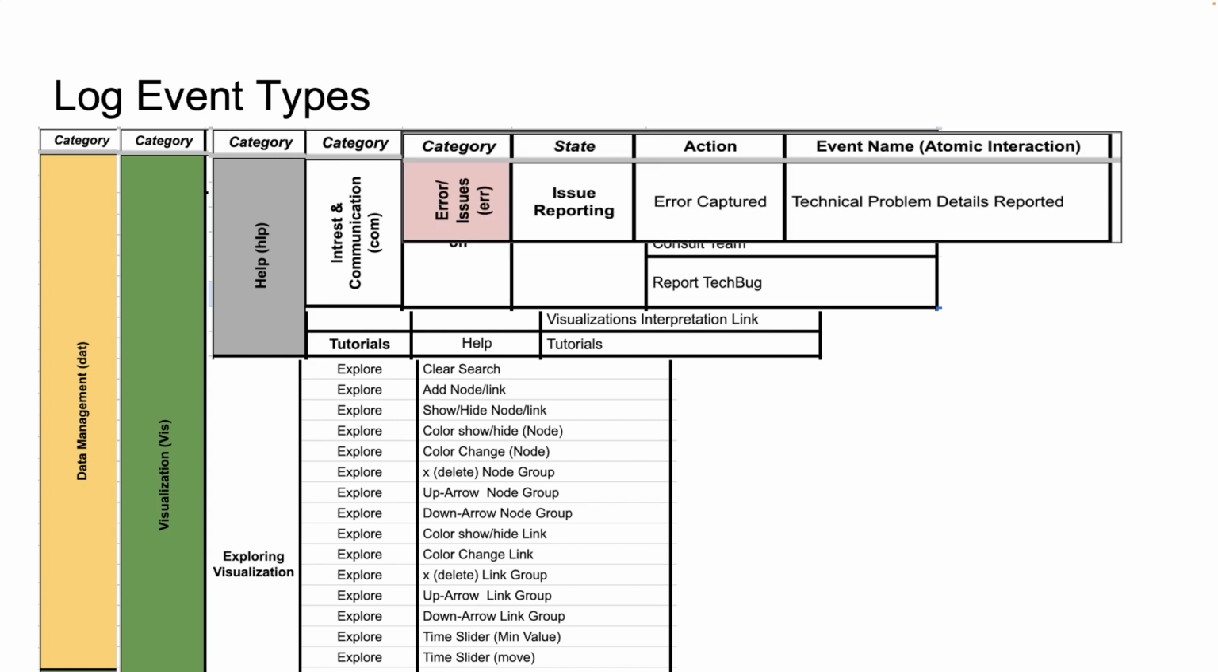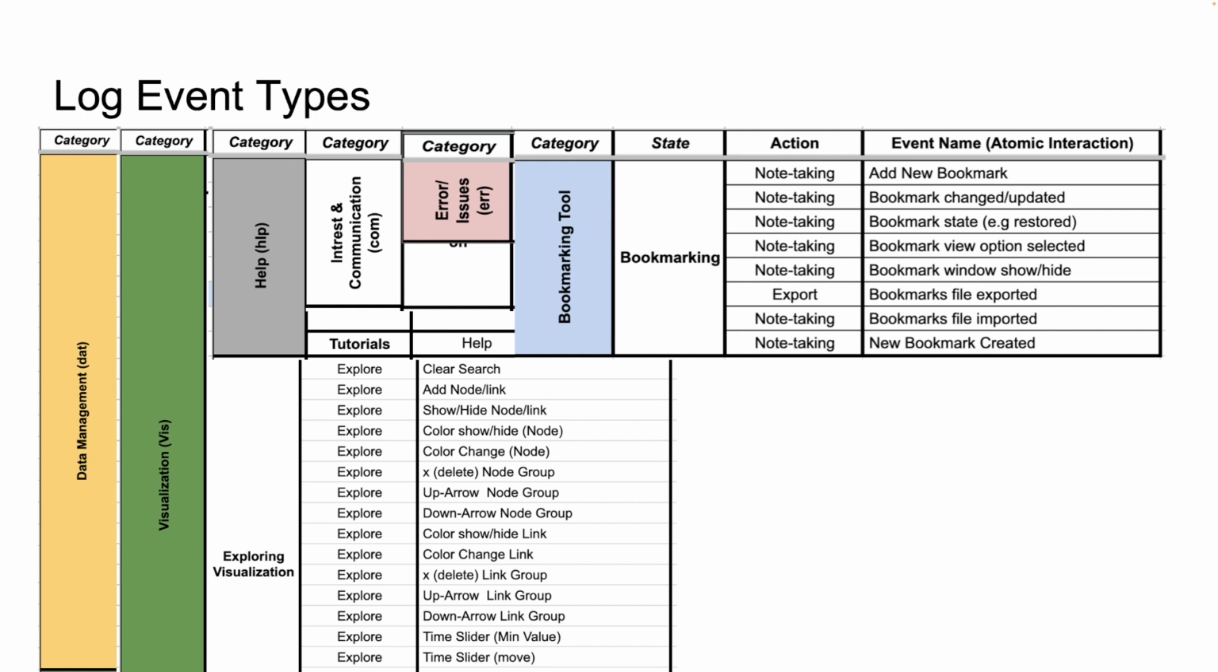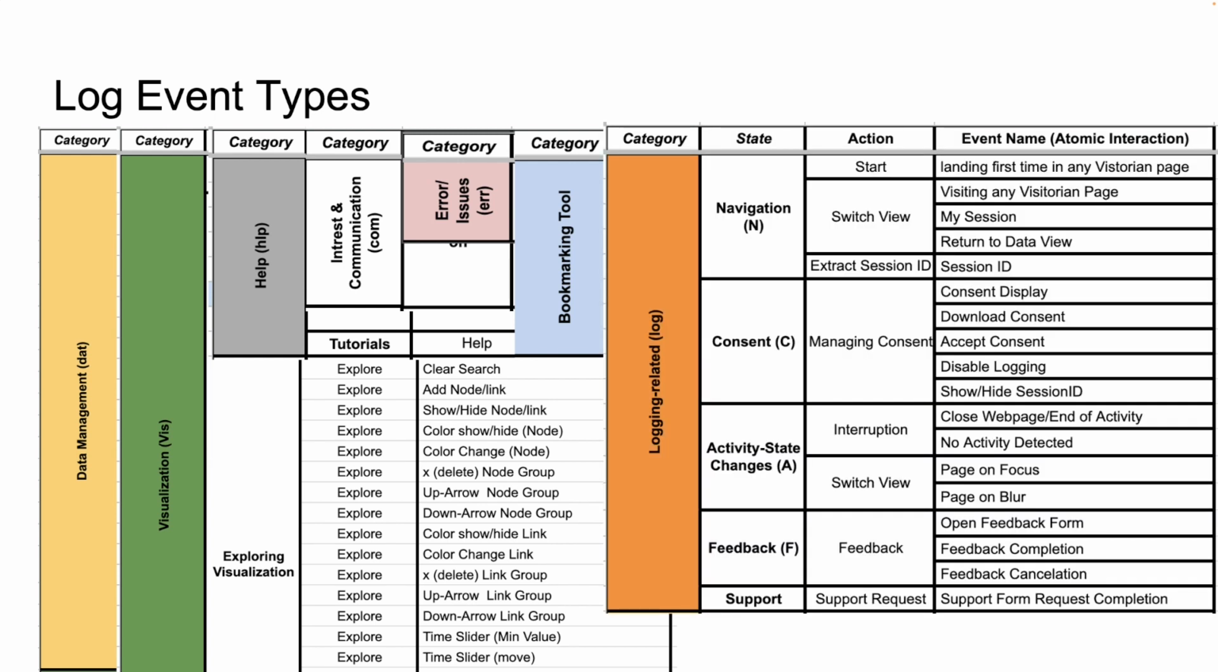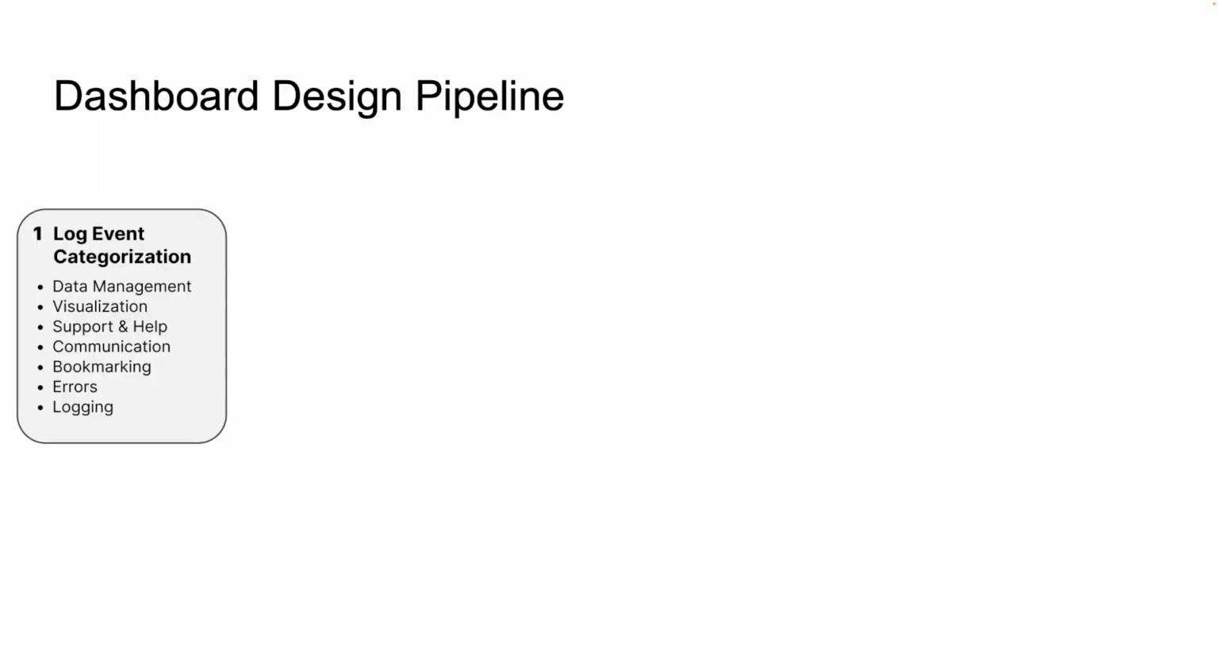Reporting issues log, which helps in troubleshooting purposes. Bookmarking tool category, such as capturing a network state and annotating it. And the last one is other logs category, related to providing feedback, navigating between pages, and capturing users' activity state. So we started with logs categories.